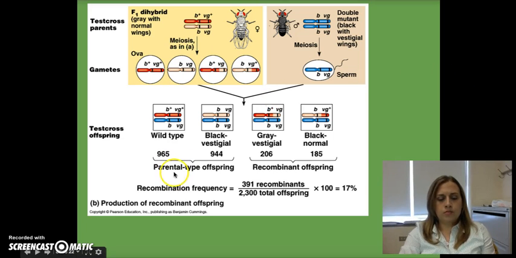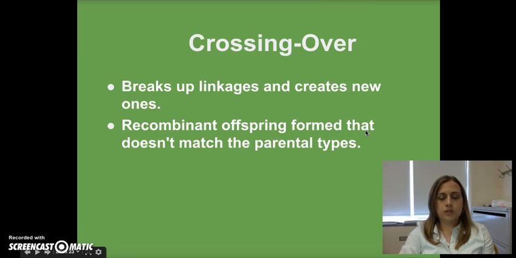And so what you do, to figure out how often these are becoming recombinants, is you take the total number of recombinants, divide it by the total offspring, multiply it by 100, and then you get your percentage. So 17% of the offspring in this case are recombinants. So you have a 17% recombination frequency.